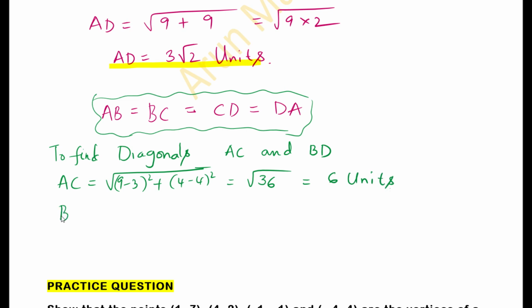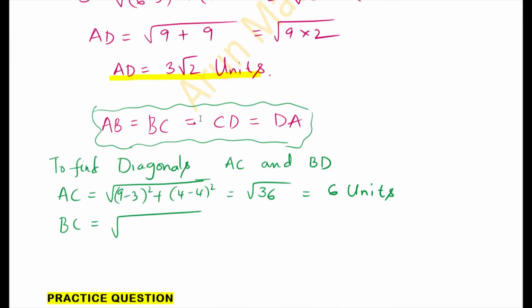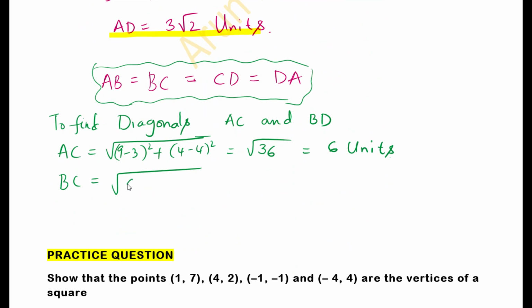In the same way, find out BD. The diagonal BD, that is 6 minus 6 whole square, that is x2 minus x1, and 1 minus 7 whole square. Now what we get? 6 minus 6 is 0, 0 square is 0, 1 minus 7 is minus 6 whole square, we get 36. Therefore square root of 36 is 6 units.